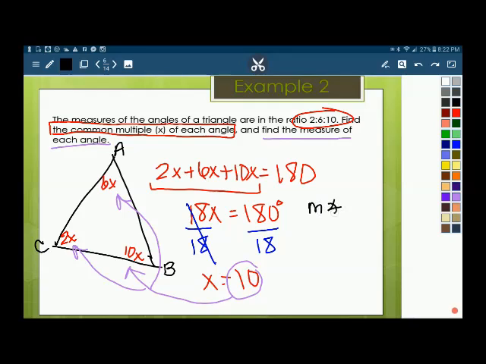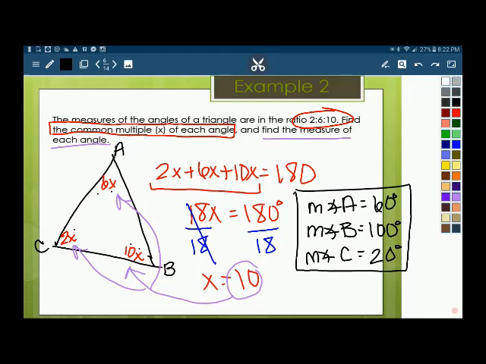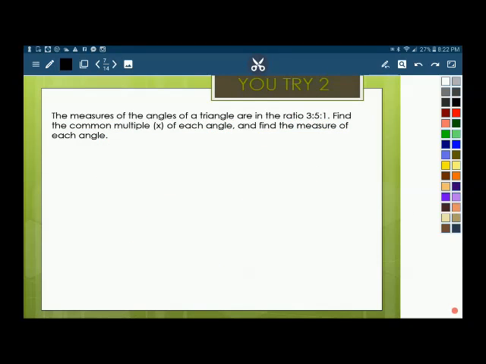The measure of angle A is going to equal 6 times x, which is 10. 6 times 10 is 60. The measure of angle B says it's 10 times x, that's 10 times 10, which is 100, because x is equal to 10. And then the measure of angle C is equal to 2 times x, and x is 10, so 2 times 10 is 20. So those are the three angle measures of this triangle that has a ratio of 2, 6, 10. So let's have you guys give this a try in your U-try.